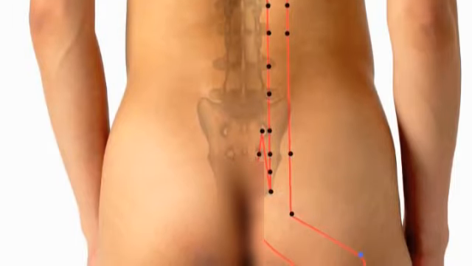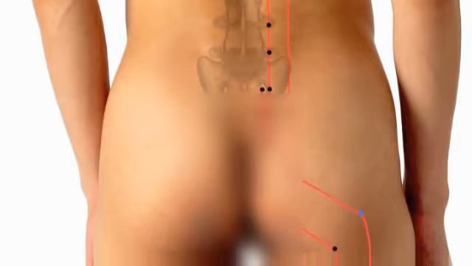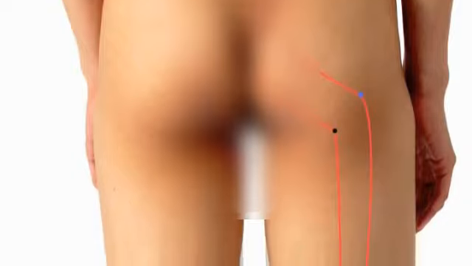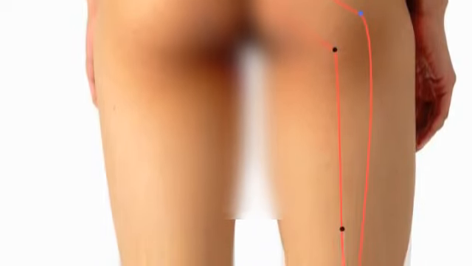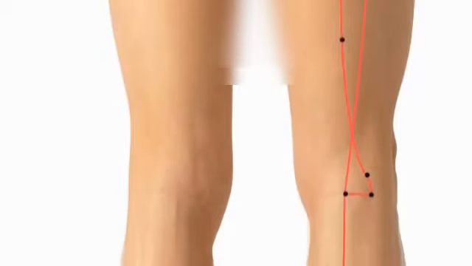The channel moves medially and superiorly and descends through the sacral foramina. The channel then moves laterally to pass the midpoint of the transverse gluteal fold at bladder 36, descends the posterior midline of the upper leg, moving laterally to bladder 39 on the popliteal crease, just medial to the tendon of biceps femoris.